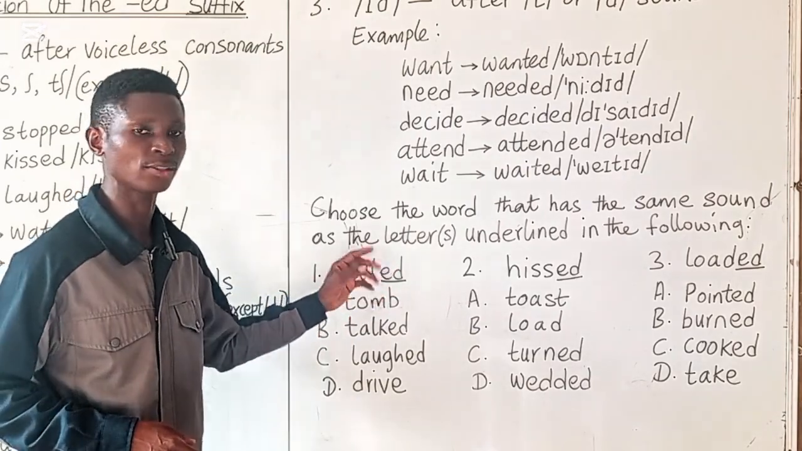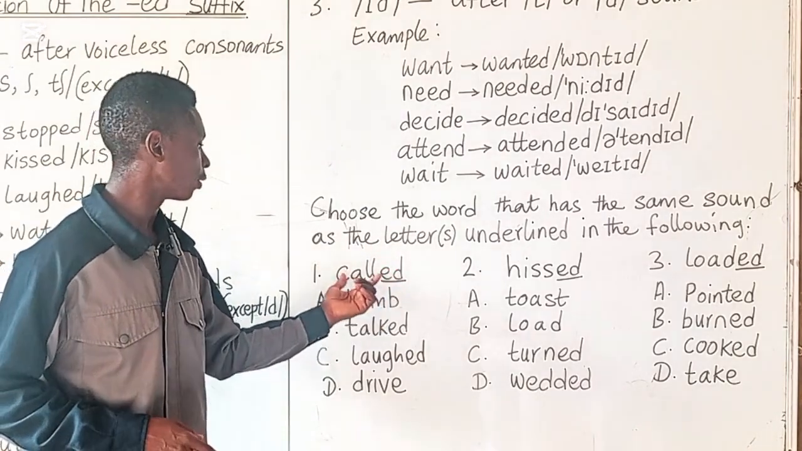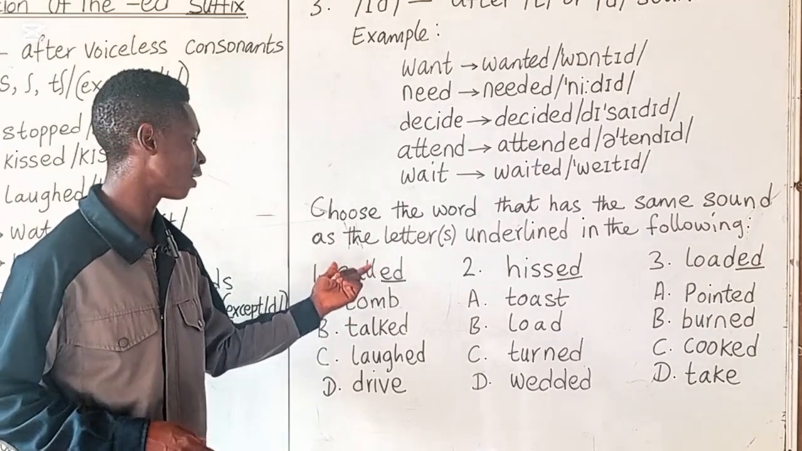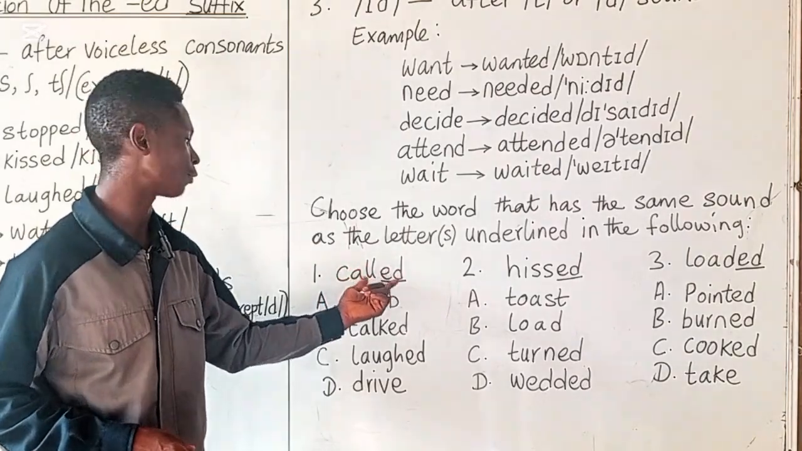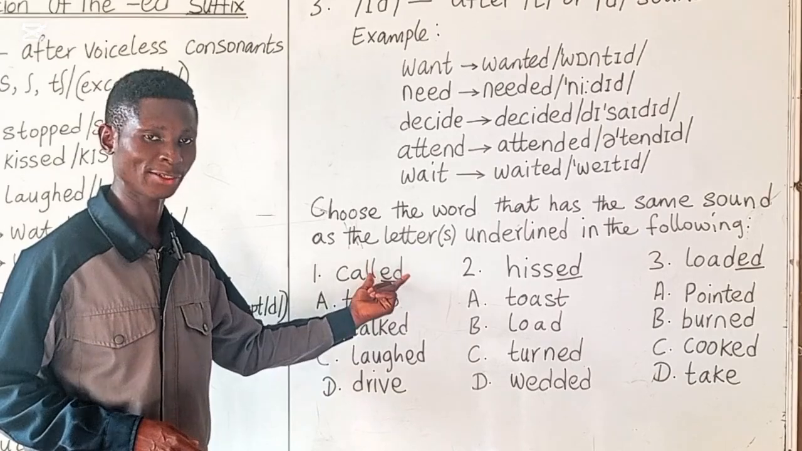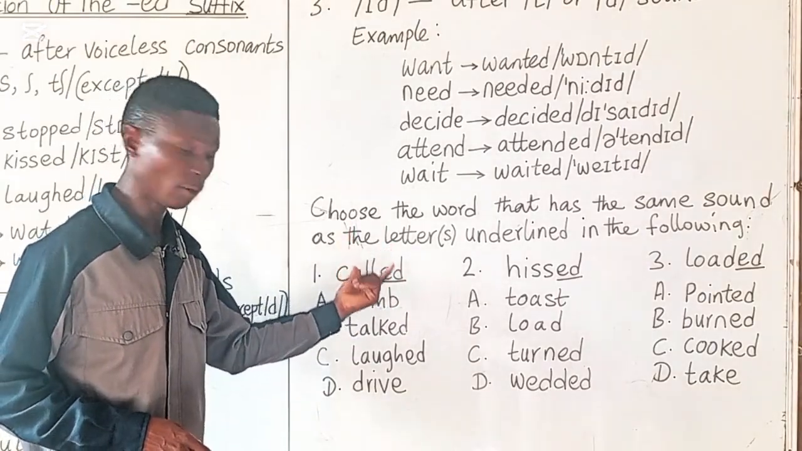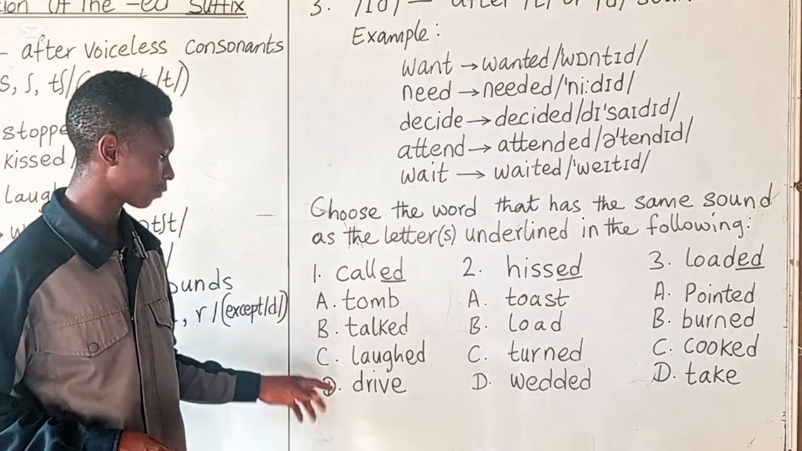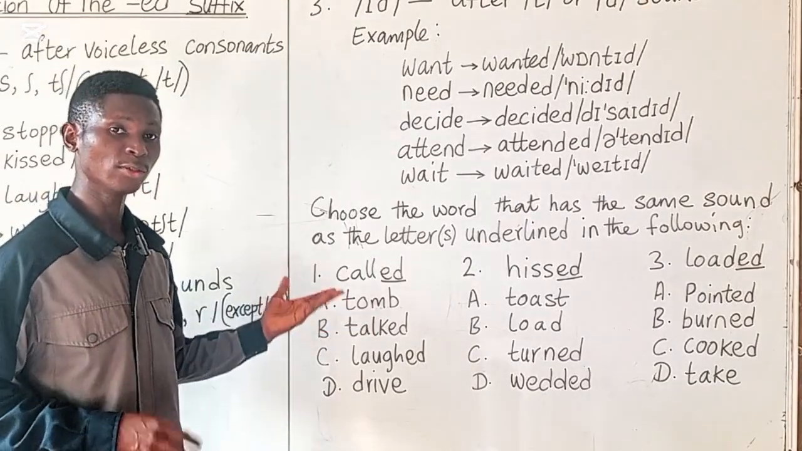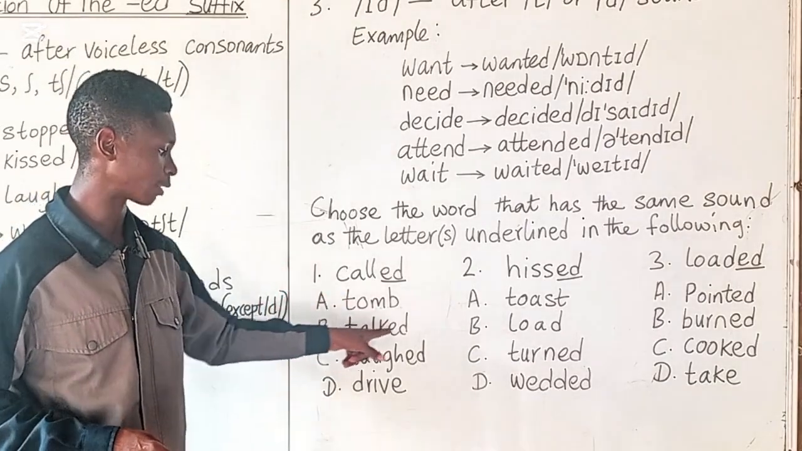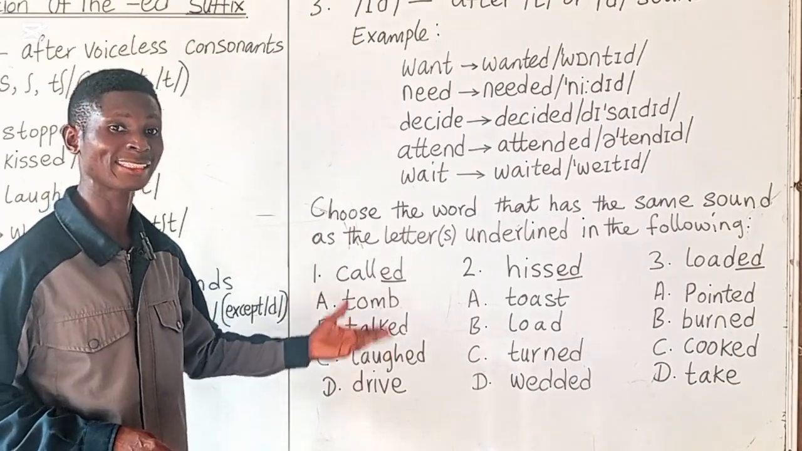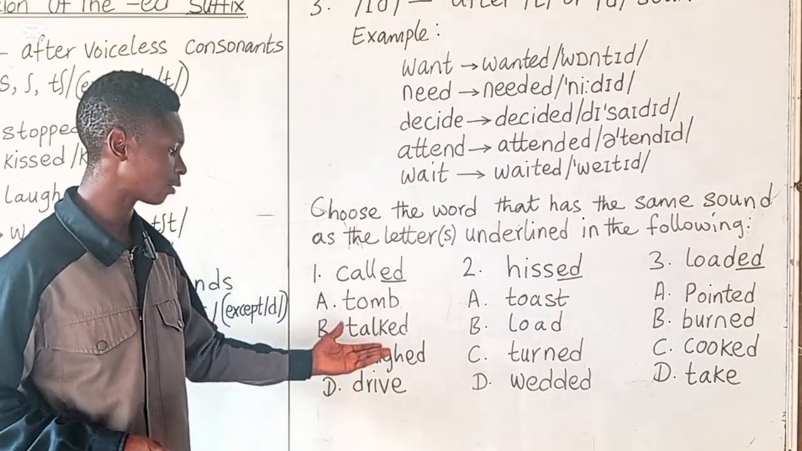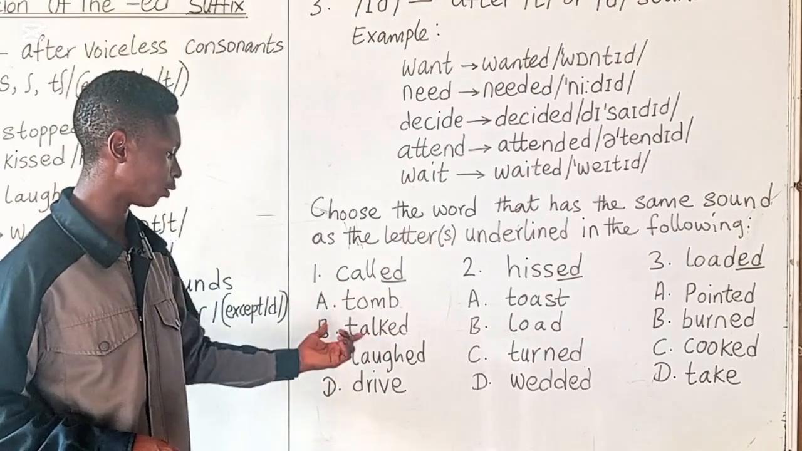So the ed here is realized as d, because we have the l sound, the liquid sound, which is a voiced sound, before the ed. Hence we realize this as d. And thus we are looking for the word with the d sound in all these. Here we have tum, there is no d sound. B, we have talked. The ed here is realized as t because of the k sound that comes before it. Hence, we don't have the d sound here. So it is wrong as well.